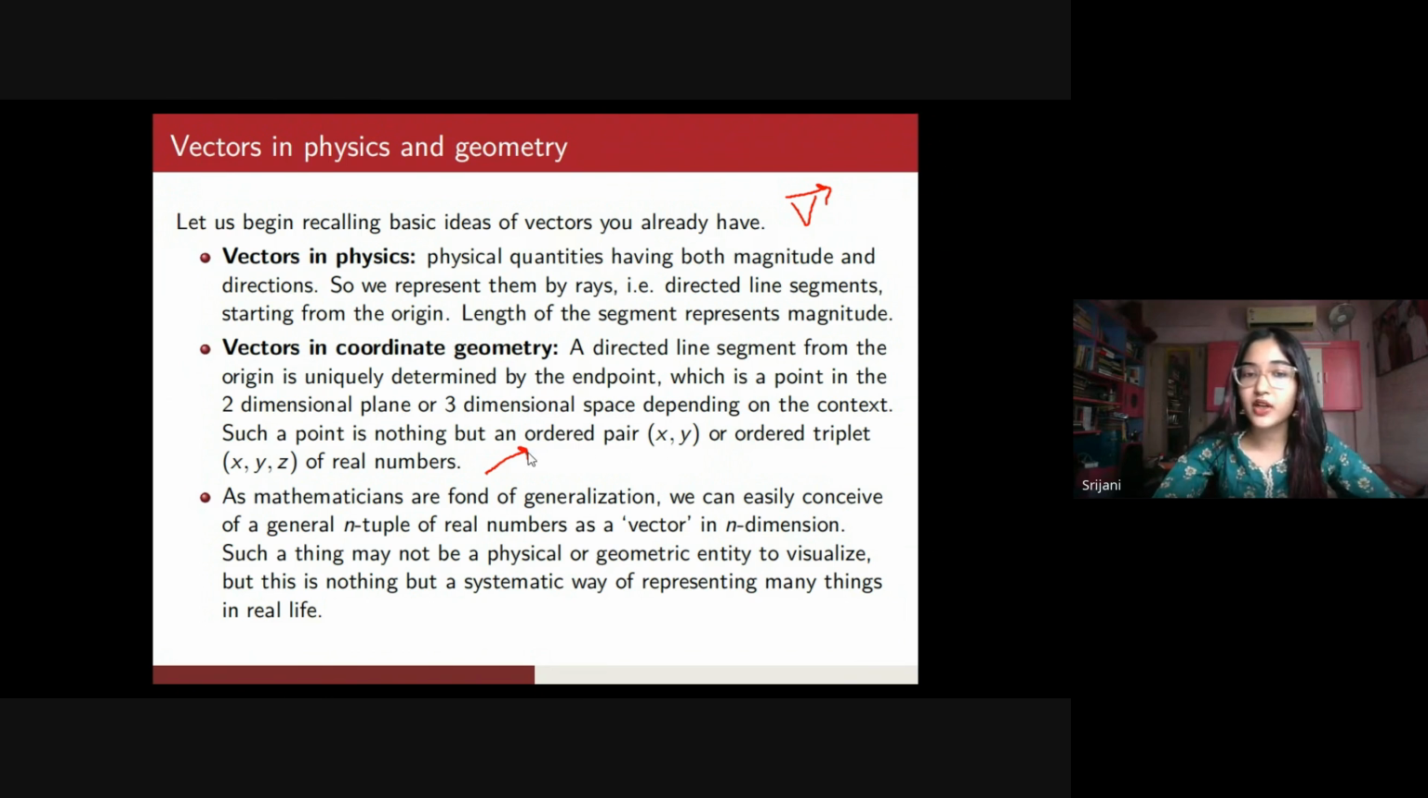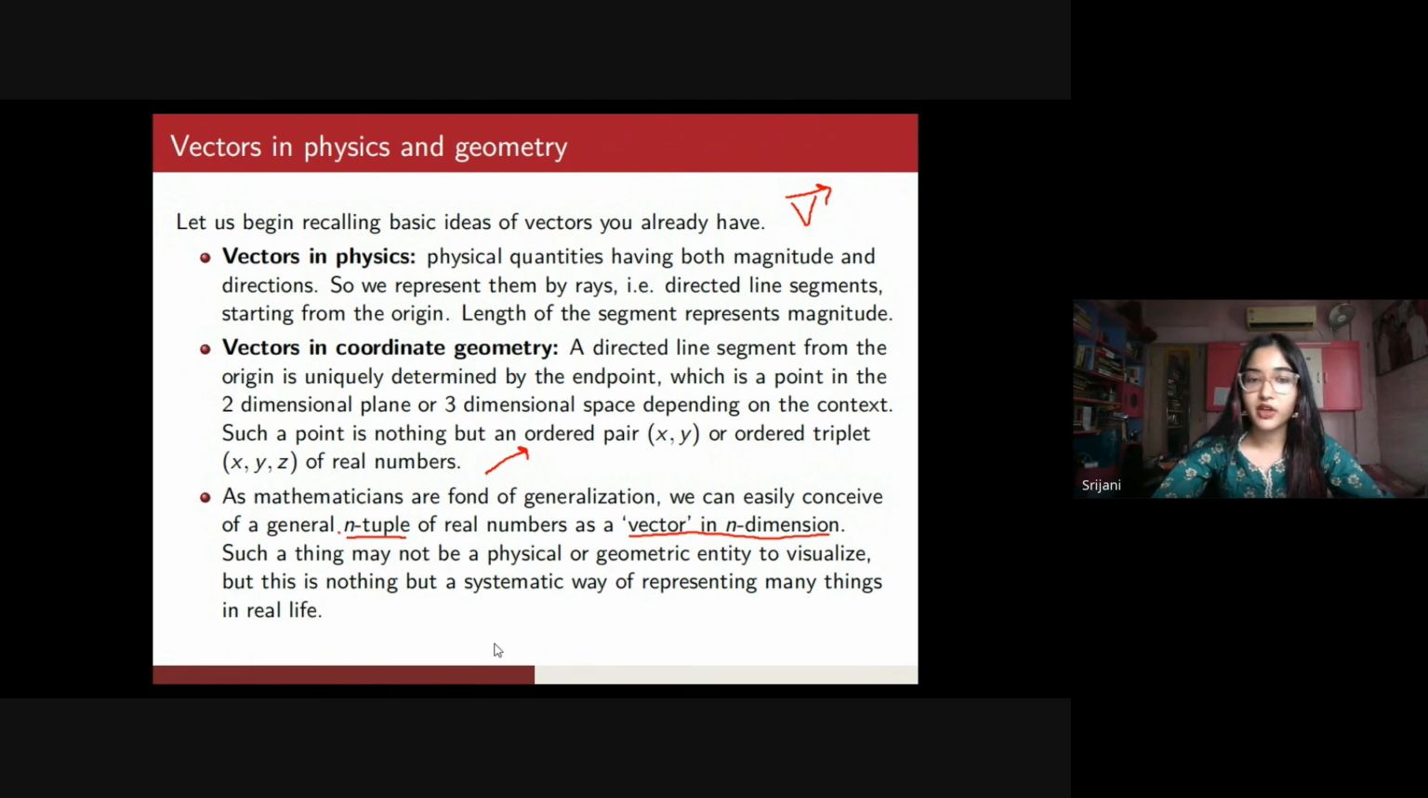So the coordinate of a point is an ordered pair or an ordered triplet. This ordered pair or triplet, we can just extend to a general n tuple of n real numbers that we call a vector in n dimensions. We cannot visualize a dimension greater than 3, but this is the concept that we are extending a triplet or a pair to a general n tuple of real numbers.